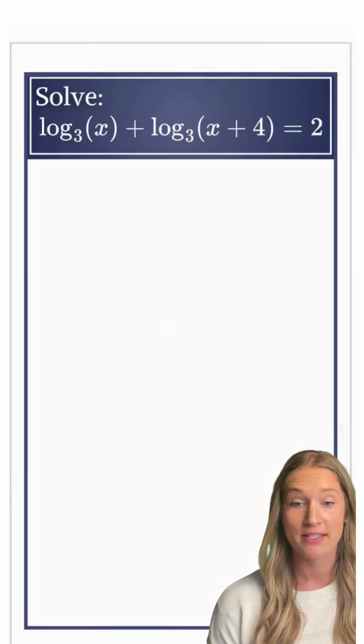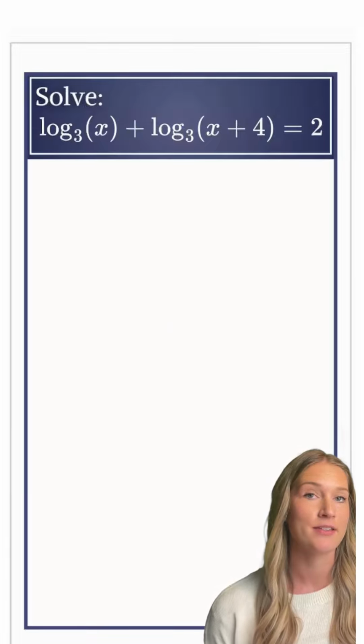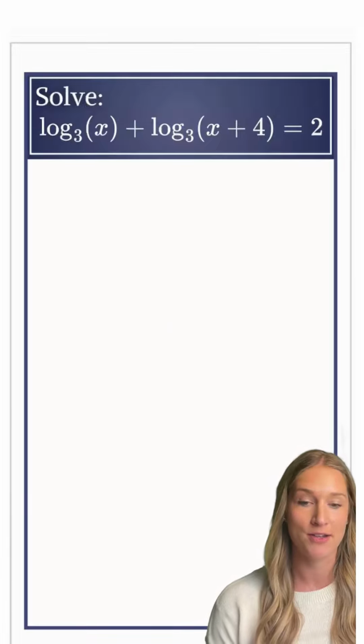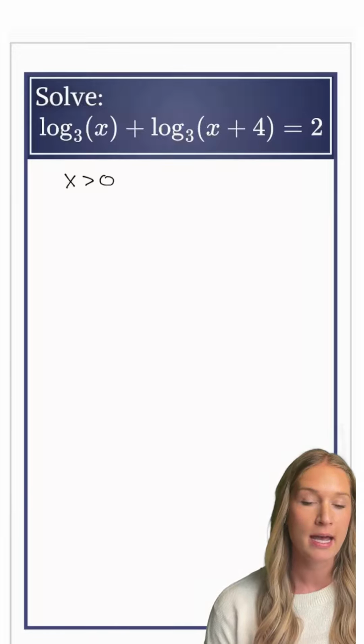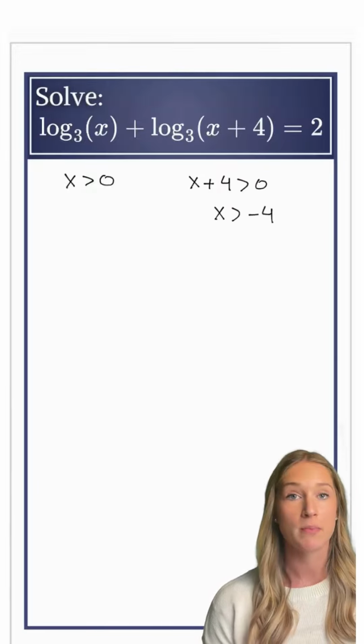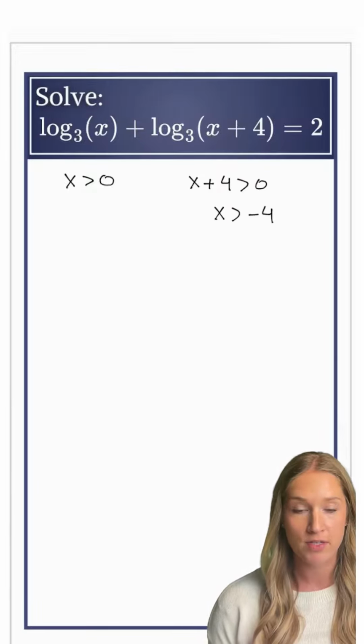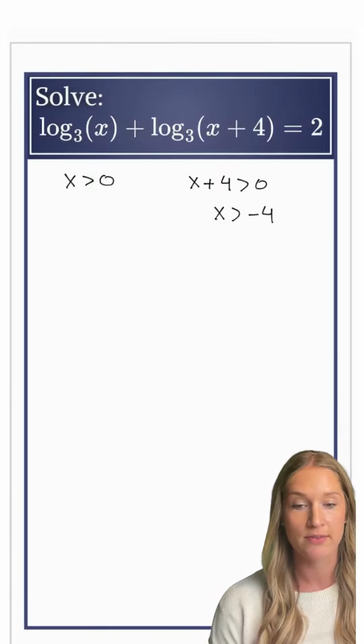First thing I notice is that we have logs, and what I know about logs is that the argument must be positive. So I'm going to establish my domain first. From this first log, x has to be greater than 0, and from my second log, x plus 4 has to be greater than 0, meaning that x has to be greater than -4. So my domain is going to be the more restrictive of these cases, which is the first one, where x has to be greater than 0.